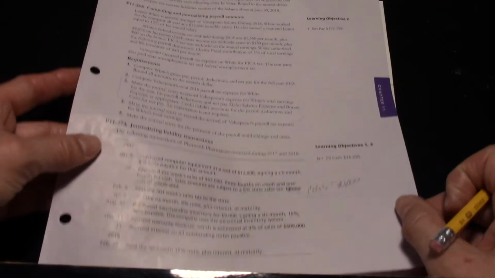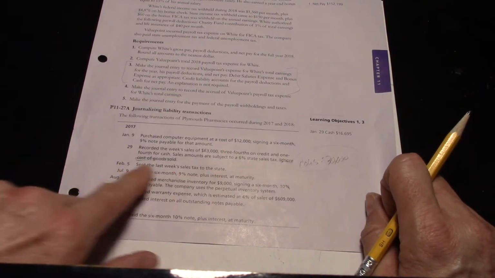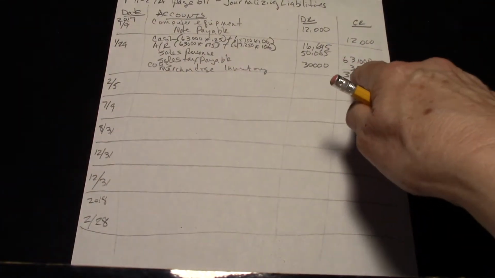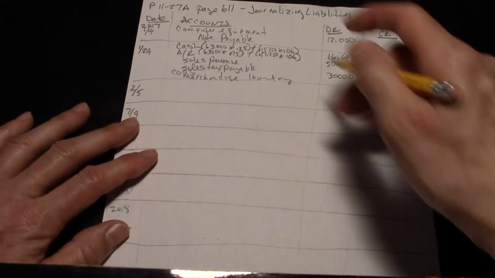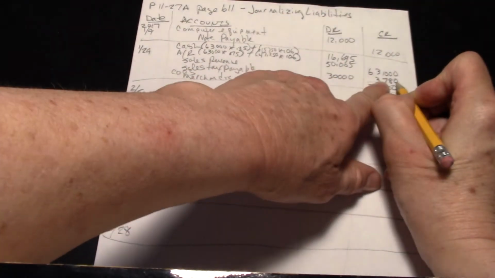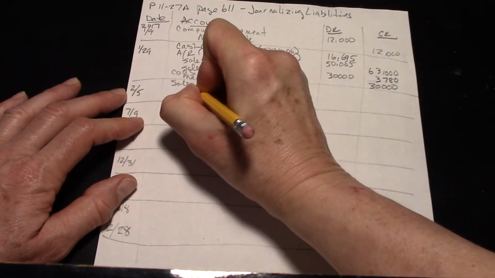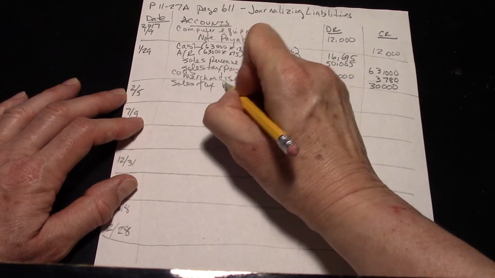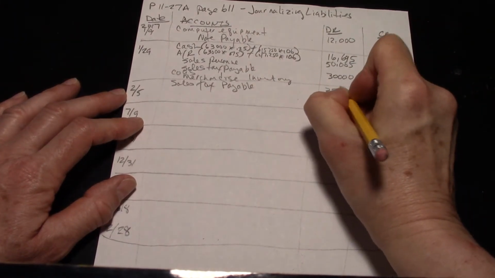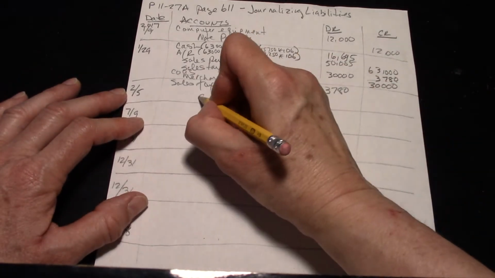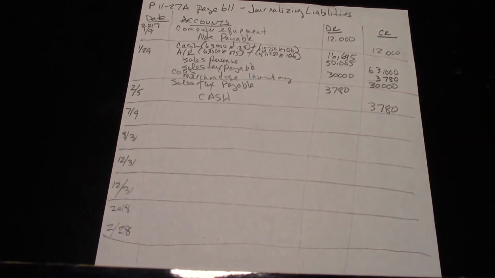On February, sent last week's sales tax to the state. Here's where we take this $37.80 and we no longer owe it. Obviously decreasing a liability is a debit. So sales tax payable $37.80, and of course you pay for stuff with cash, $37.80.